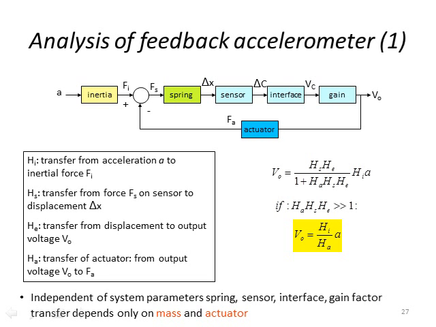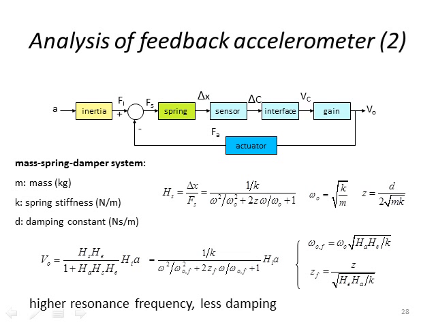And in this case, when you have feedback, the response is independent of the system parameters, the spring, the sensor, the interface, gain factor, and it depends only on the mass and actuator. Right? So the actuator comes from HA, and then you have HI, which is this inertia. This is this block, this mass that's moving, and your input then is your acceleration. And then if we analyze this a little bit more, going into these blocks, we can analyze the system transfer function, which is the delta x over Fs, which is the force that's put onto the spring. And we can analyze these more.